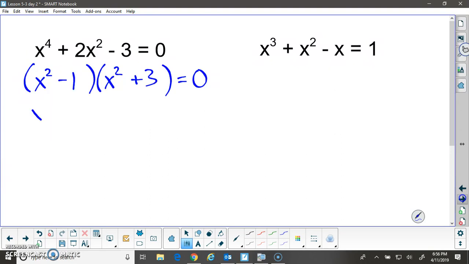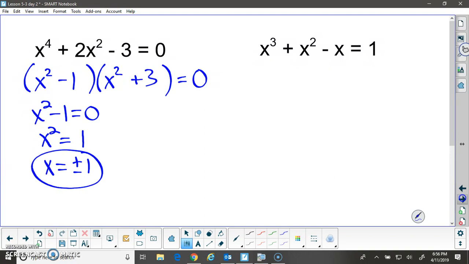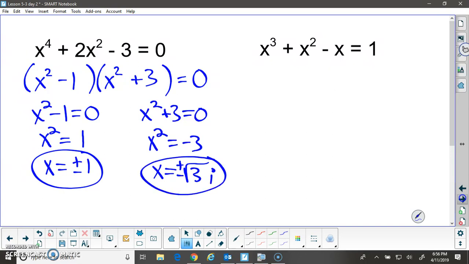Once you get it factored, you could set each factor equal to 0 and get your solutions, which would give you two real solutions, plus or minus 1. And when you set the other factor equal to 0, you'd get two imaginary solutions, plus or minus the square root of 3i. So that's a little review on Algebra 2. That's doing some factoring on a fourth degree polynomial, and it's factoring that's similar to your quadratic factoring. The example on the right is also done by factoring, but it's a different method.